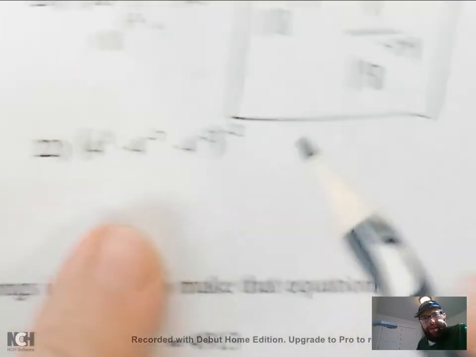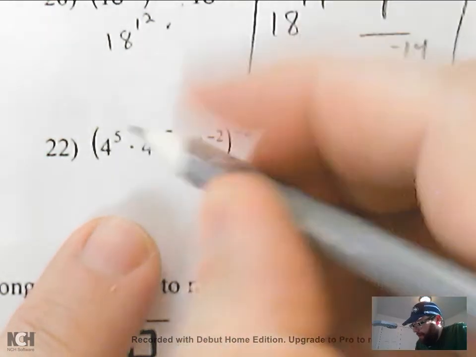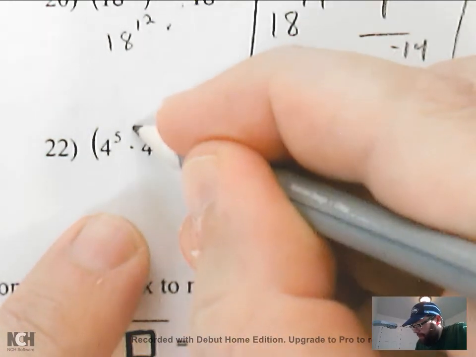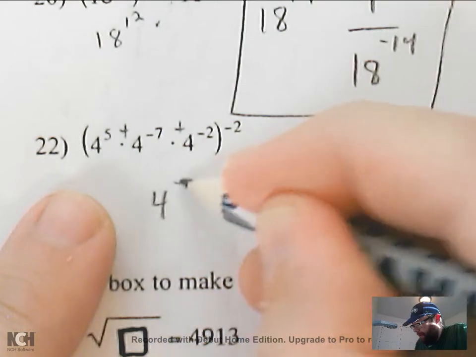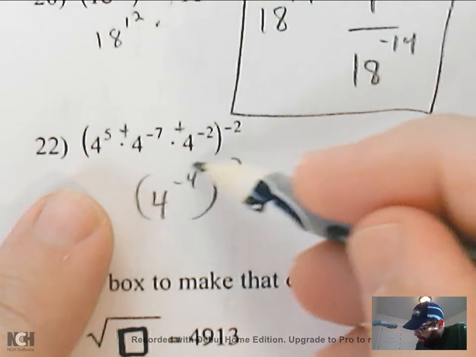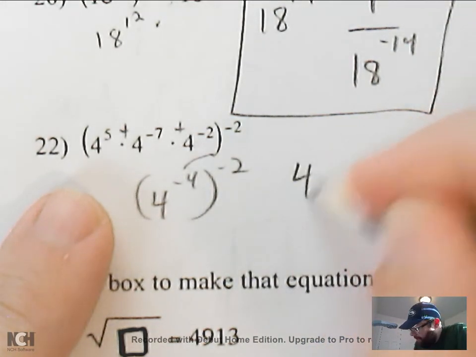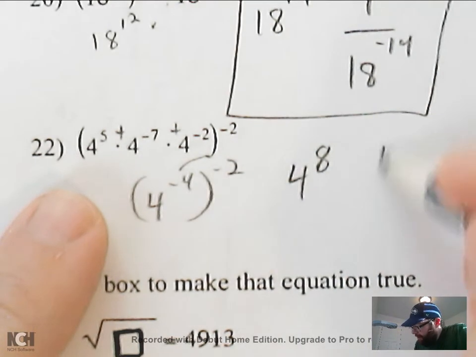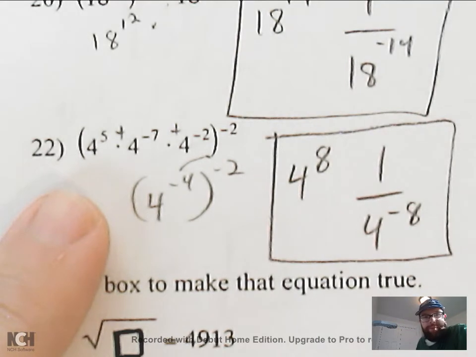Okay. And then this last one right here, before we get into the blanks, we have, again, multiplying inside the parentheses, so we're going to do that first. So 5 plus negative 7 is negative 2, plus negative 2 is negative 4. So we have 4 to the negative 4 being raised to the negative 2. Then you just multiply the exponents. Negative 4 times negative 2 is positive 8, so 4 to the 8. And then you move it downstairs, should be 1 over 4 to the negative 8. And that would be your two answers.